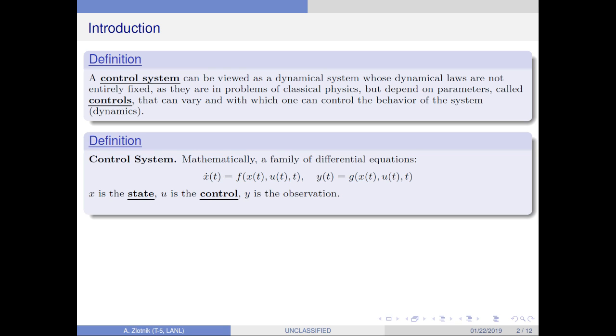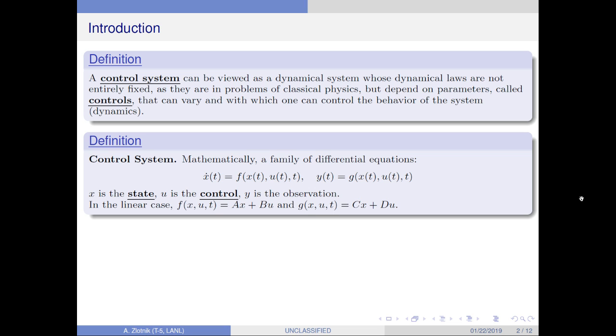Mathematically, a control system can be written as a set of differential equations where x is the state, u is the control, and f is a function that characterizes the system dynamics and can also depend on time. Here, y is the observed measurement of the system, and g is a mapping from the state and control to the observations.